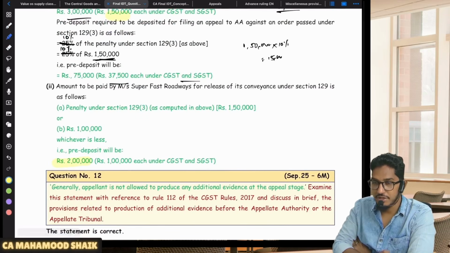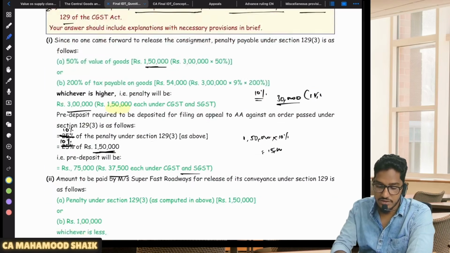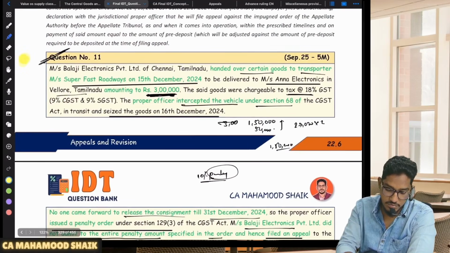So combined question, appeals and offences, both they have combined and given a comprehensive question. Please do mark it. Please do refer to this question before you go for the exam. Important question, comprehensive question.